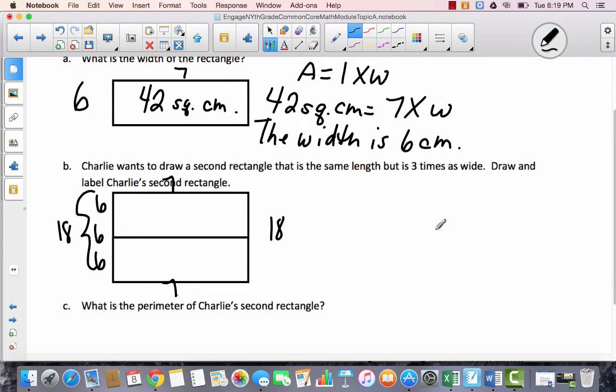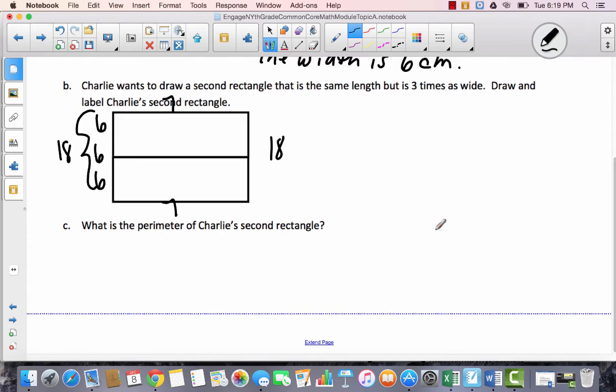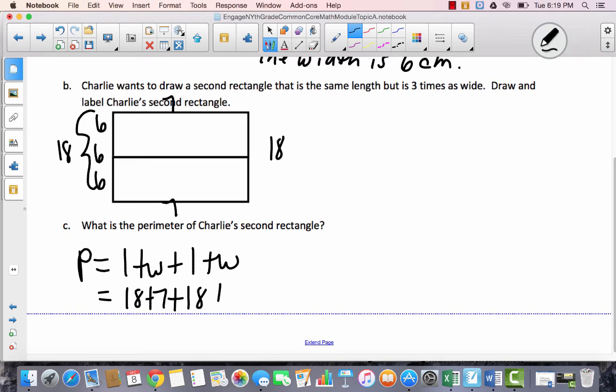Now it says, what is the perimeter of Charlie's rectangle? So remember, perimeter equals length plus width plus length plus width. So we've got 18 plus 7 plus 18 plus 7. I know that 18 plus 7 is 25. 18 plus 7 again is 25. So 25 plus 25 equals 50. These are centimeters, so it's going to be 50 centimeters.